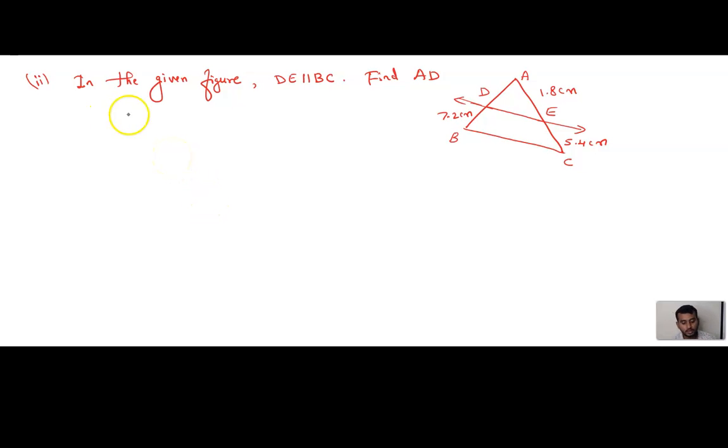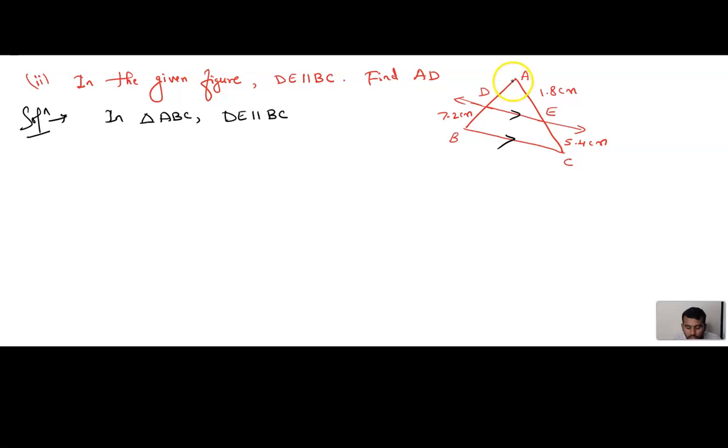See children, in question number 1 there is another sub question, that is option 2. What is the question? In the given figure, DE is parallel to BC, find AD. We need to find the length of AD. Again, in triangle ABC, we know that DE is parallel to BC. If DE is parallel to BC, from where do we need to start? From A.